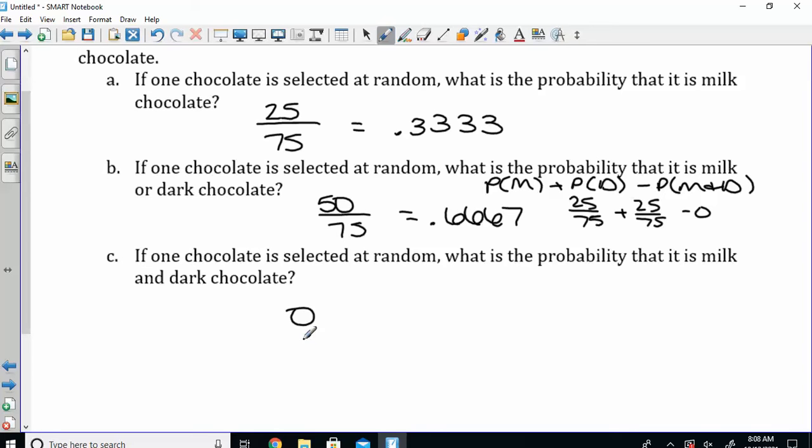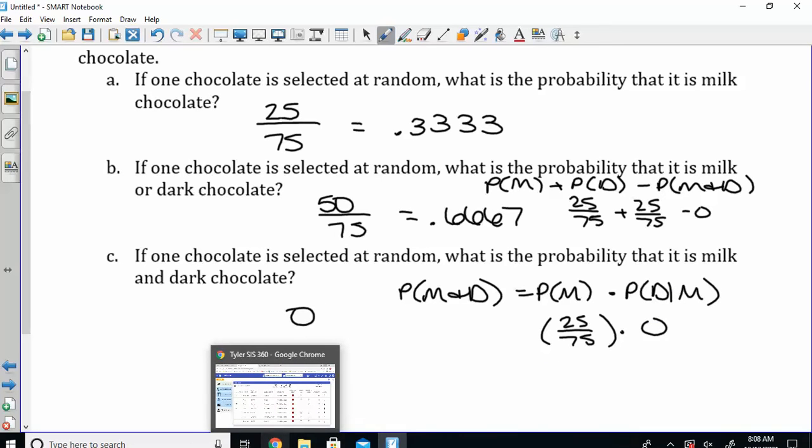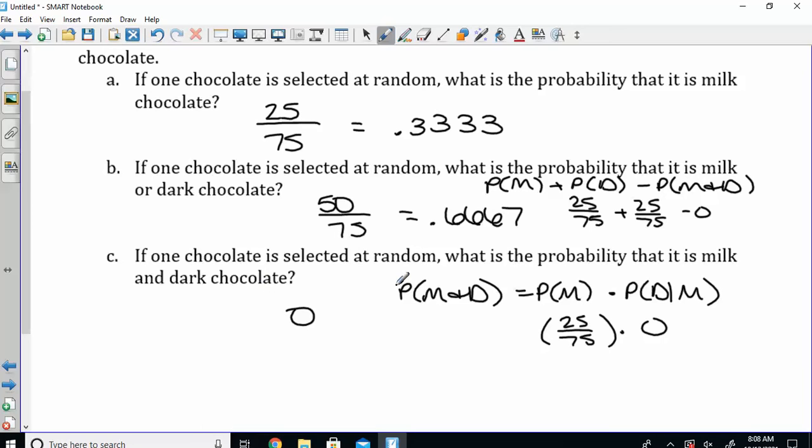So what if you don't catch that and you put the numbers in the formula? The probability of milk and dark is the probability of milk times the probability of dark given that it is milk, if you use your multiplication formula. The probability of being a milk chocolate is 25 out of 75. If you already know that it is milk chocolate, what's the probability that it is also dark? 0, and so you get the same thing. The formulas are not going to give you a different answer. It's just 2 ways of thinking about it.